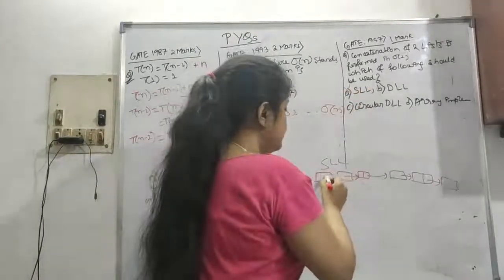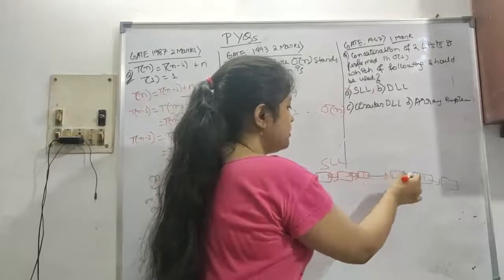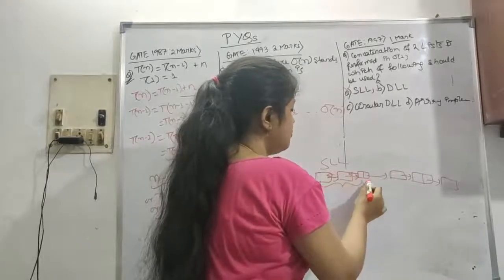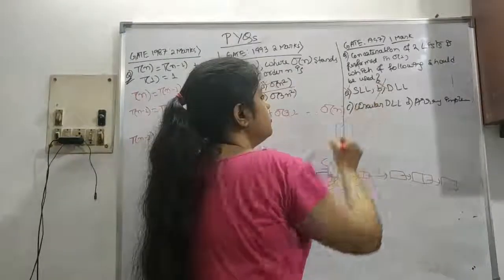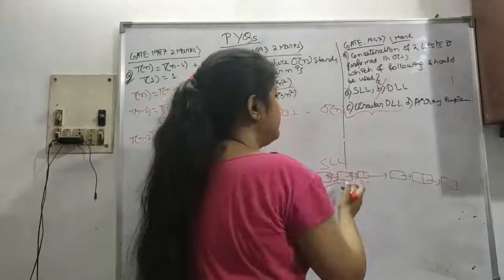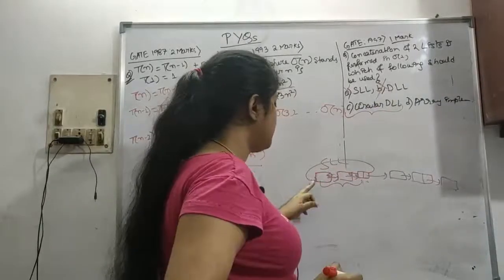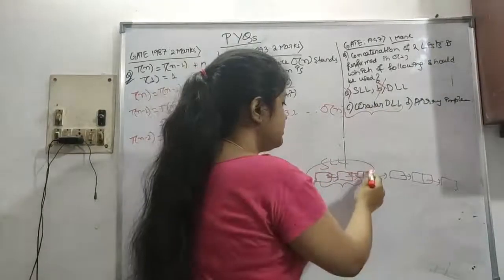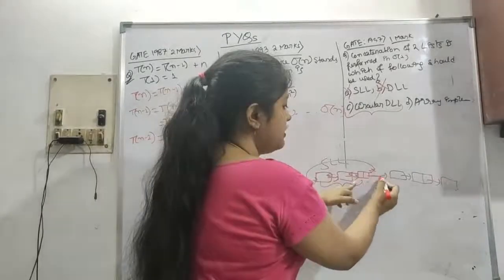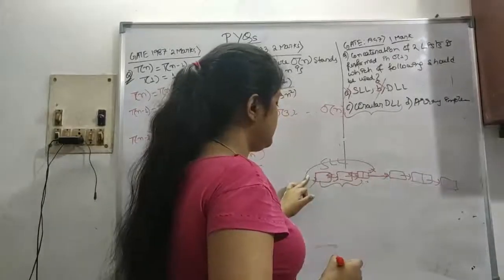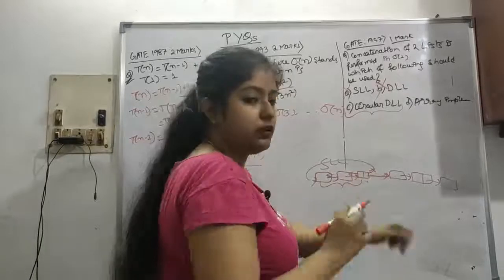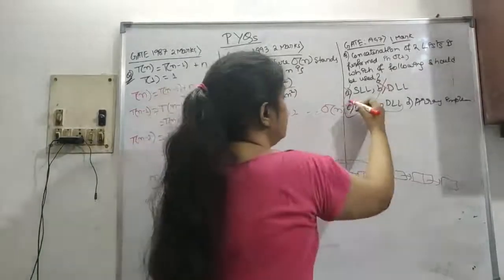A doubly linked list is nothing but two ways, so in the same way we have to go till the end, so this is also not feasible. But in a circular doubly linked list, since it is already pointing here, you can just take this pointer and change it to point here. So it is a circular linked list.